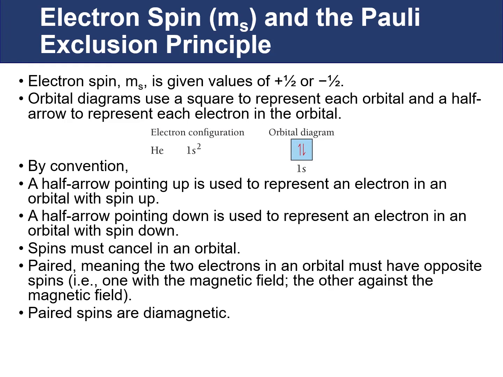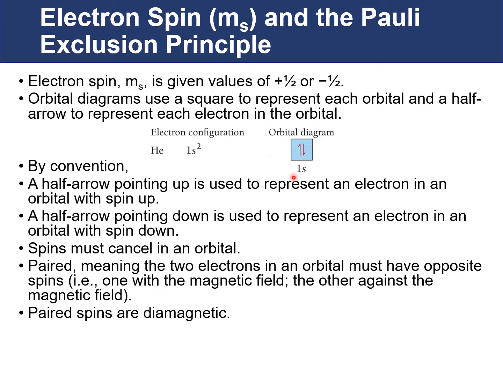Looking at the electron spin gives us the first of our three rules or guidelines for determining how we are going to fill an orbital diagram, which is the Pauli exclusion principle. Electron spin, the M sub S value, can only have two distinct values, either a plus 1/2 or a minus 1/2. The orbital diagrams that we will be filling use a square to represent each orbital and a half arrow to represent each electron in the orbital.